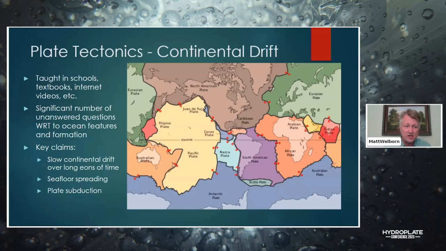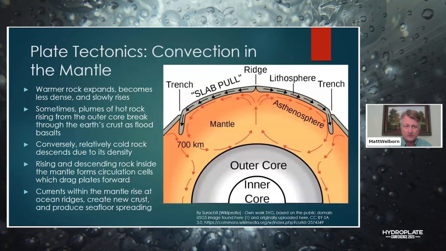And we talked about some of the key claims earlier. There's slow continental drift that takes place over long periods of time, hundreds of millions of years. There's the concept of seafloor spreading and plate subduction. We'll talk about that a little bit more as we go through. So here's a little bit more of a picture that shows the idea behind plate tectonics. The idea is that there has to be some mechanism that actually moves these plates, these thick 30 to 60 mile thick slabs of rock that drift across the surface of the earth.